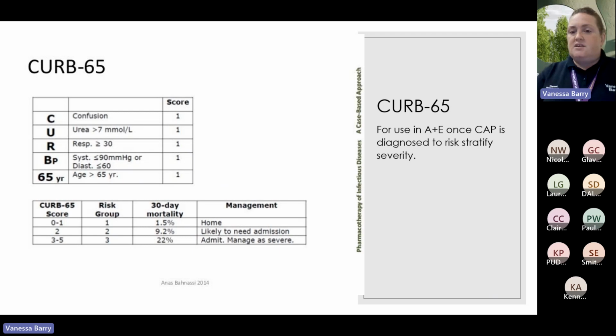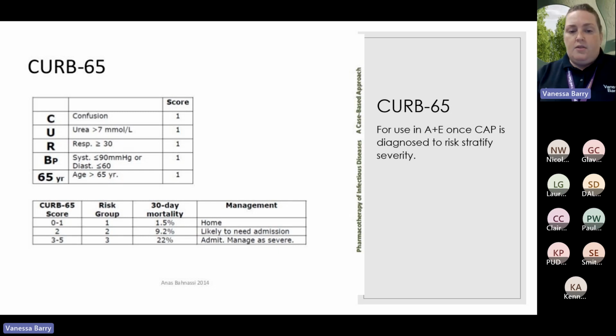So CURB-65 is another one that we use in the hospital setting. This is probably the most frequently used severity score, and it looks specifically at 5 different areas. Is the patient confused? Is the urea high? Is the respiratory rate above 30? Is the blood pressure low, systolically or diastolically? Either of those will score you a point. And are they over 65? That will score you a point.